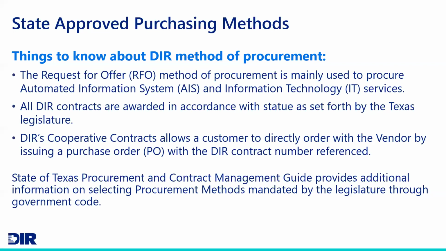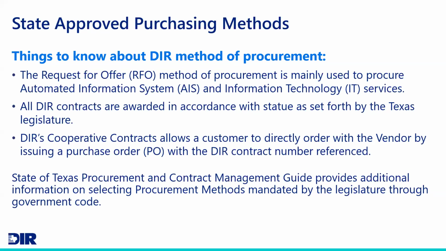A couple of things to know about the DIR method of procurement is that we use the RFO method to procure AIS, or Automated Information System, and information technology services. Very similar to an RFP, but RFOs are typically used for larger, more complex procurements, which of course information technology is a part of.